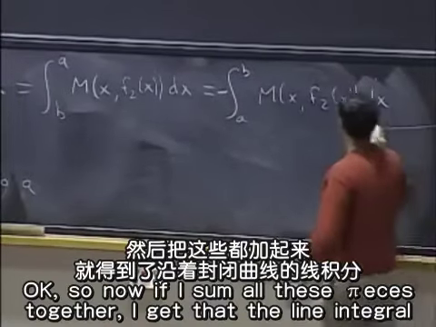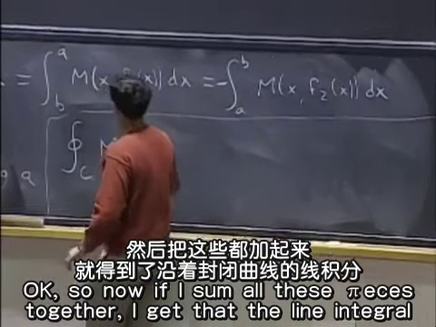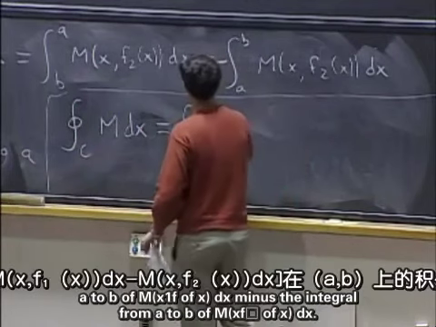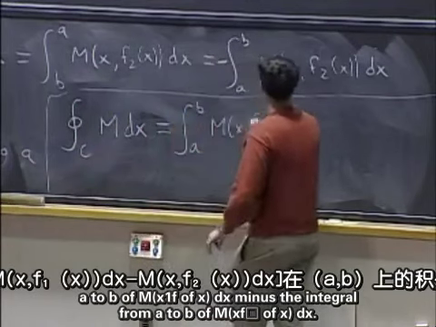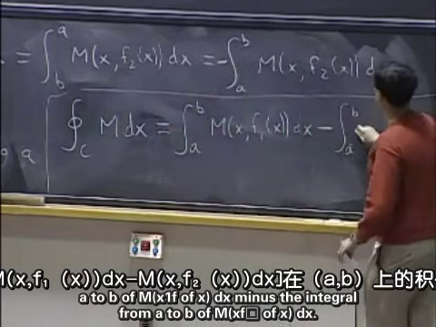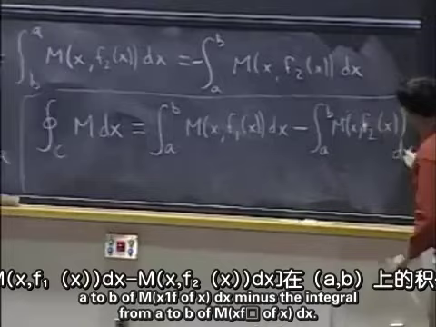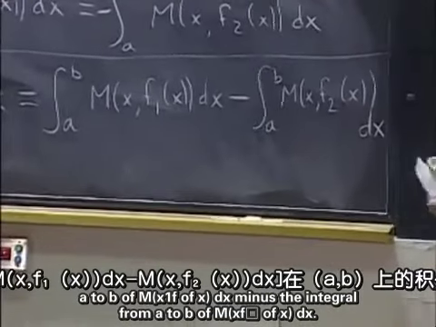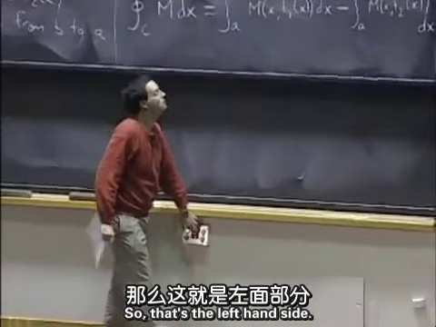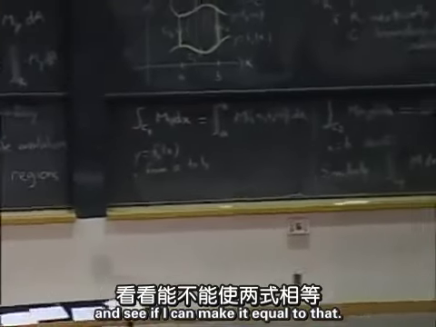Okay? So now if I sum all these pieces together, I get that the line integral along the closed curve is the integral from a to b of m of x and f1 of x dx, minus the integral from a to b of m of x and f2 of x dx. So that's the left-hand side. Next, I should try to look at my double integral and see if I can make it equal to that.